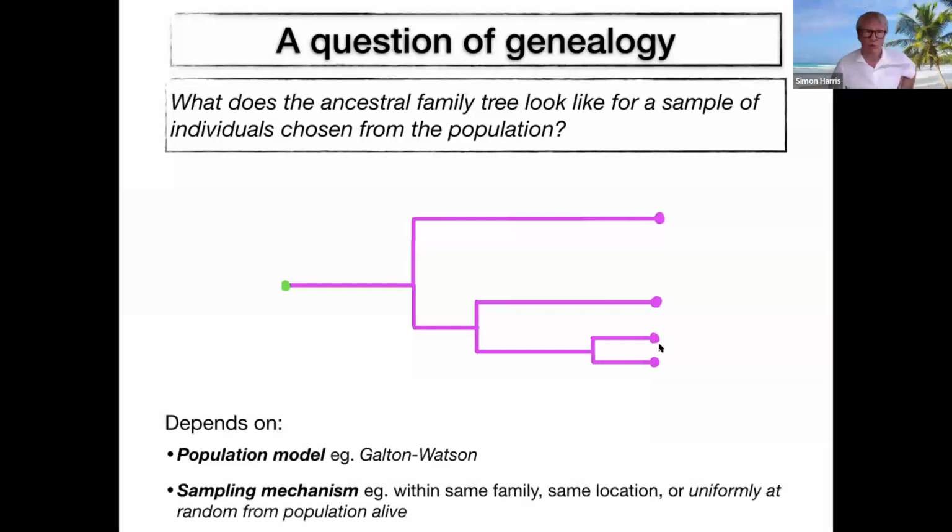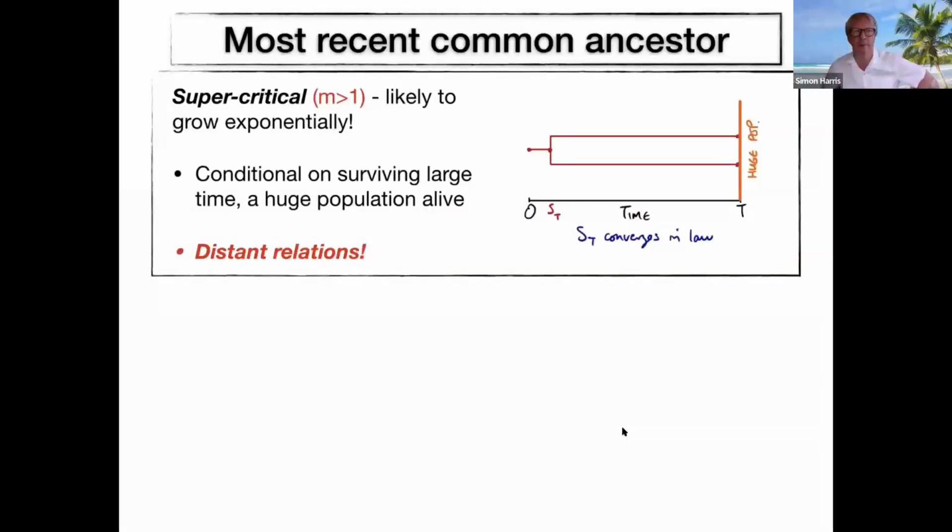Of course, to answer this question, you'd need to first know what model I am using. What's the population model? For example, the Galton-Watson population model I was talking about earlier. So you need an underlying model. You'd also need a sampling mechanism. Are you going to sample uniformly at random? Are you going to sample from within the same family group or whatever? Often we'll try and do uniform sampling at a fixed time t.